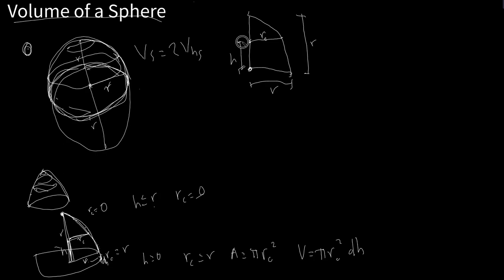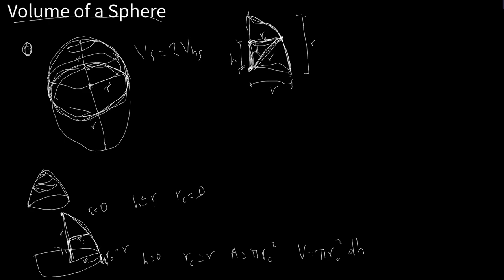So at any given height h, if this is h, what is r sub c? If we draw a line, we know that this is 90 degrees, right? Because this is the height, this is the radius. So this is 90 degrees over here. If we draw the hypotenuse of this triangle, we know that this is r because this is a circular surface, right? So from the center to the surface is r, and this whole thing is a circle. So from the center to any point in this arc, the radius is r.